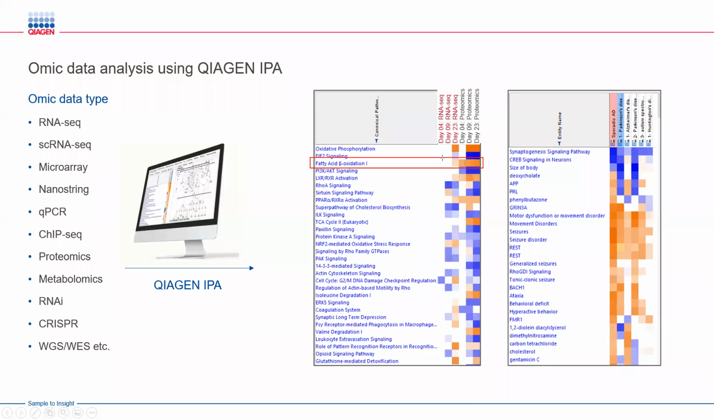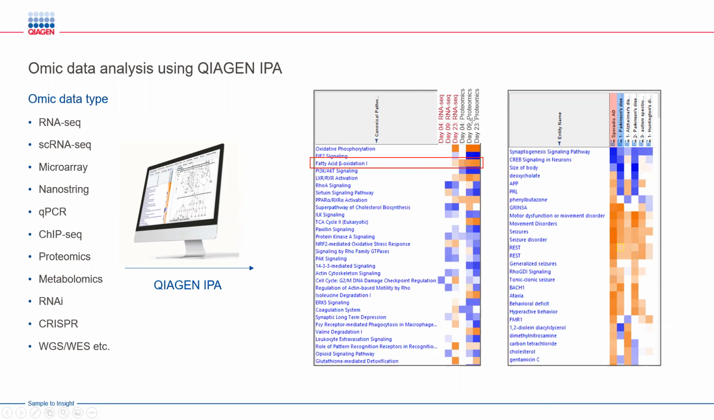And that's because you can see there is this shade of orange color. It increases over time. So you can see that at day 4, the shade of orange color is slightly dimmer, and you have an intense orange color by day 23. So this tells you that there is a time-dependent activation of fatty acid beta oxidation in this particular data set.